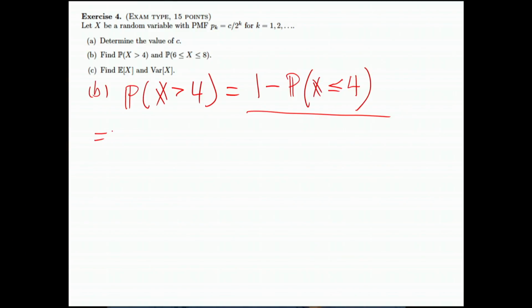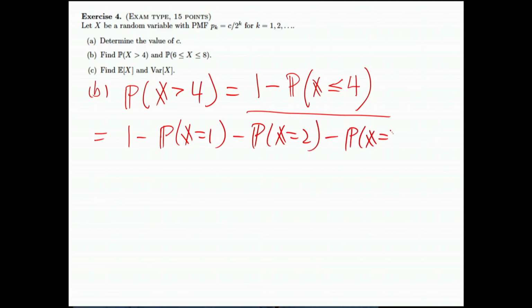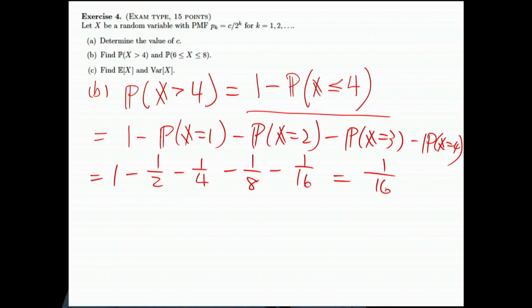Which means 1 minus probability of X equals 1, minus probability of X equals 2, minus probability of X equals 3, minus probability of X equals 4, which means 1 minus 1 divided by 2 minus 1/4 minus 1/8 minus 1/16, which is 1/16.